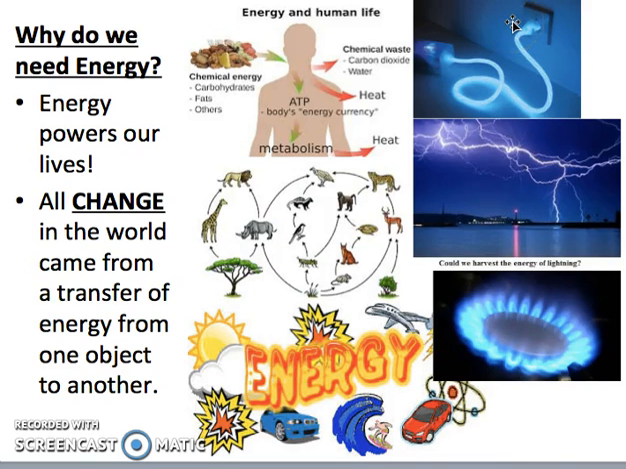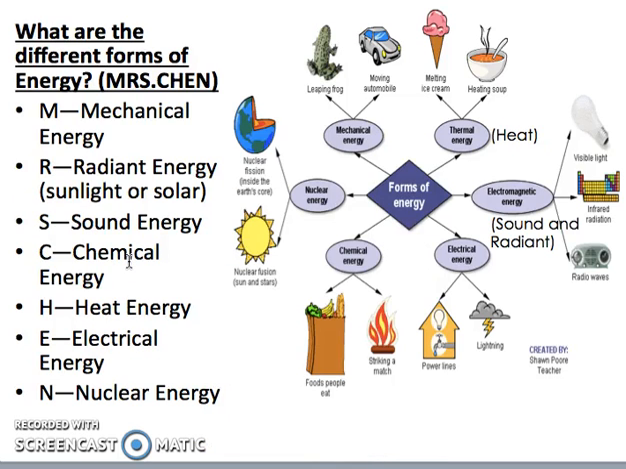We need energy to charge our phones. We need energy to make weather patterns. We need energy to heat things in our house. So we need energy for many different things. There's different forms of energy. Mrs. Chen is a great way to remember the different forms.